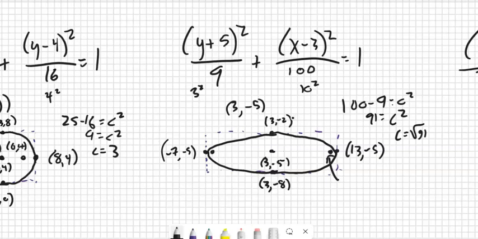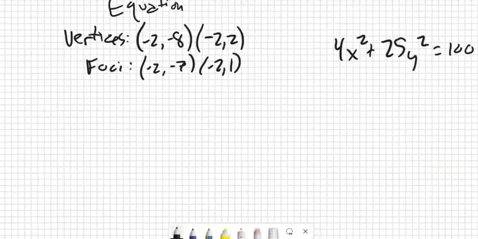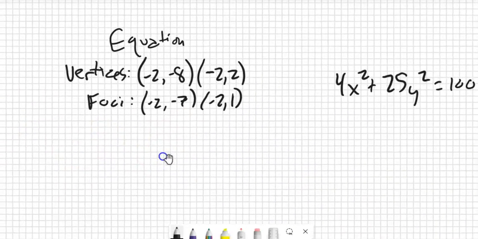And the way I can write these, it was a change in the x direction, right? I can just say 3 plus the square root of 91 and the same height, 3 minus the square root of 91 and the same height. And there's a full sketch of that. All right, let's write an equation for this.